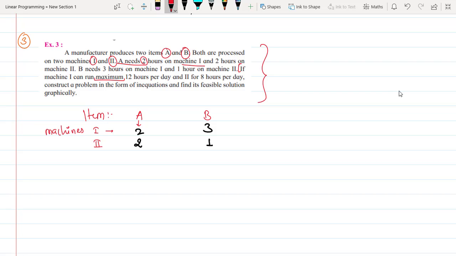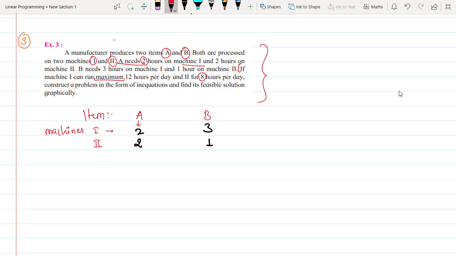So if machine 1 can run maximum 12 hours, it means it can run for 1 hour, 2 hours, 3 hours, 4 hours, but it cannot exceed 12 hours. Can it work 13 hours? No, 14 will not run, brother. Maximum 12 is said, so this machine will run maximum 12 hours only. Okay, and machine 2 will work for maximum of 8 hours.